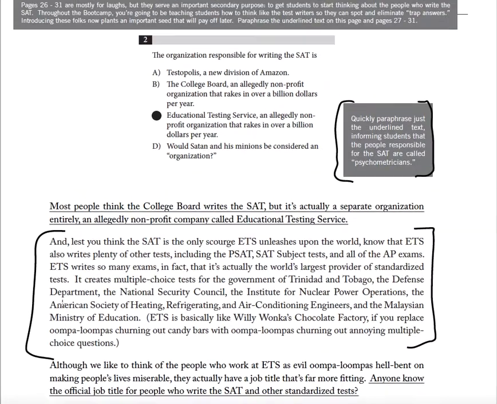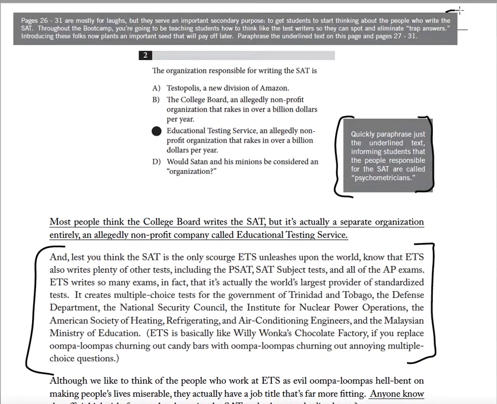And the real point of this page, as it says up here, because again, in this new edition of the teacher edition, what we're really striving to do is, in addition to giving you timing and tips and techniques, to really get you thinking about, what is the purpose of this segment? What do I want to convey here? And you'll see, as it says here, pages 26 to 31 are mostly for laughs, but they serve an important secondary purpose to get your students to start thinking about the people who actually write the SAT.